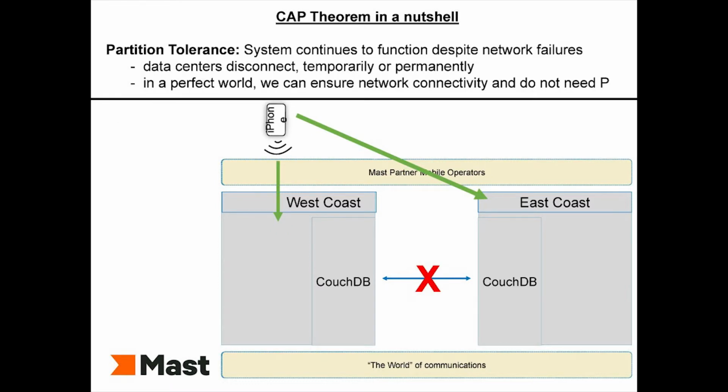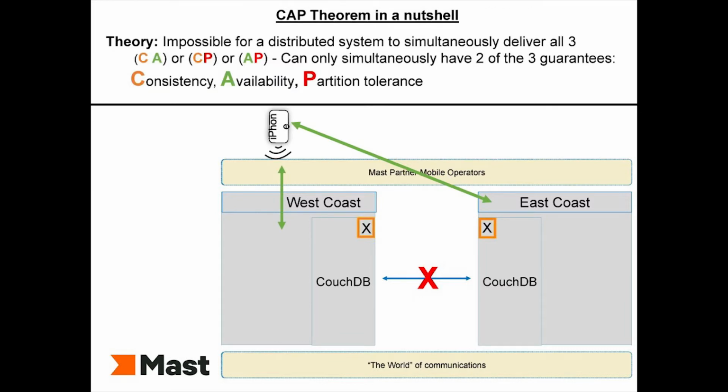And then partition tolerance means that if the network connection somehow goes down temporarily or permanently, we need to be able to continue functioning. And in a perfect world, network partitions never happen. We have perfect networks and wouldn't need to even consider partition tolerance. So what the CAP theorem actually states is that you can only have two of these three. You can only have two of consistency, availability, or partition tolerance. It's impossible to simultaneously deliver all three in a distributed system.